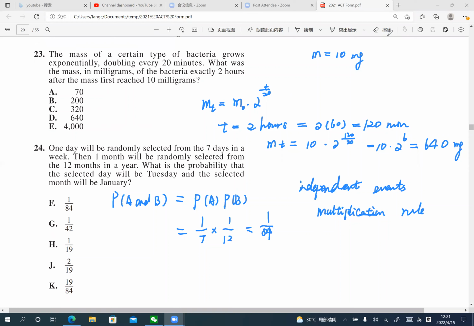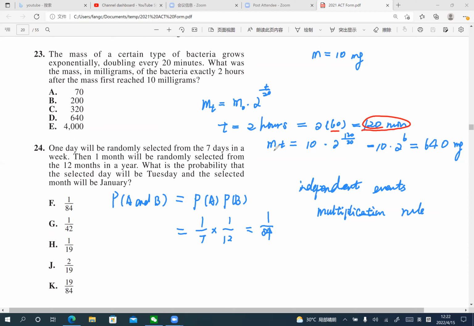So if we use m sub t to represent the terminal mass of the bacteria and use m sub o to represent the original amount of mass of the bacteria, we can have m sub t equals m sub o times 2 to the power of t divided by 20. And we use t to represent the time that has elapsed. So in our question, t equals 2 hours. So we need to convert 2 hours to minutes first. So 2 hours equals 2 times 60 equals 120 minutes.